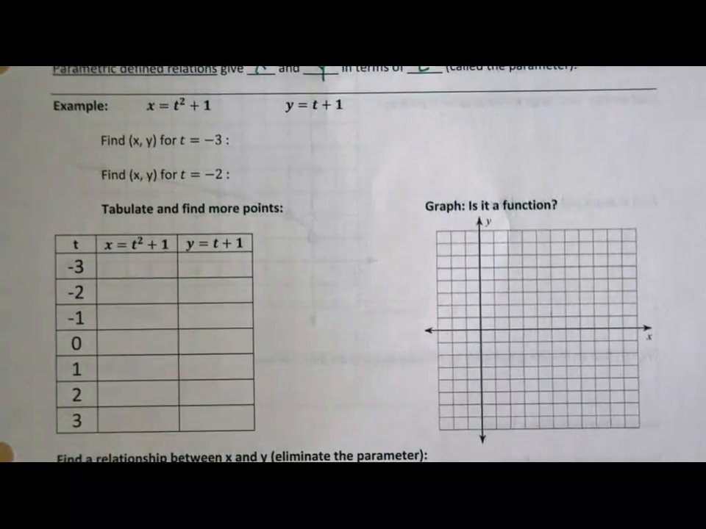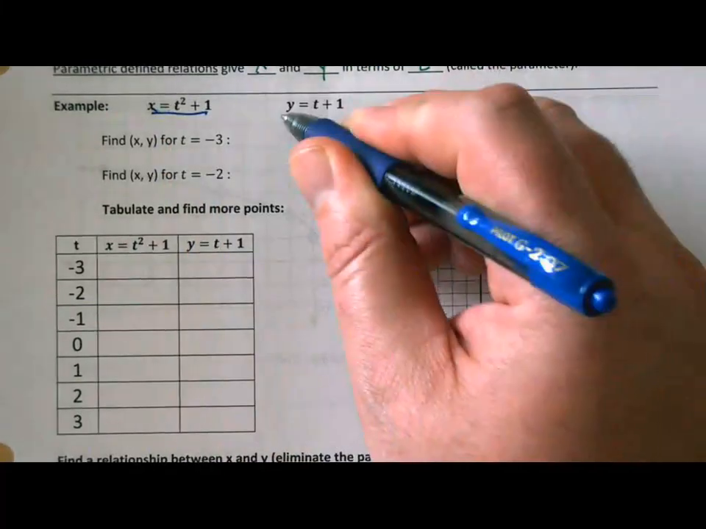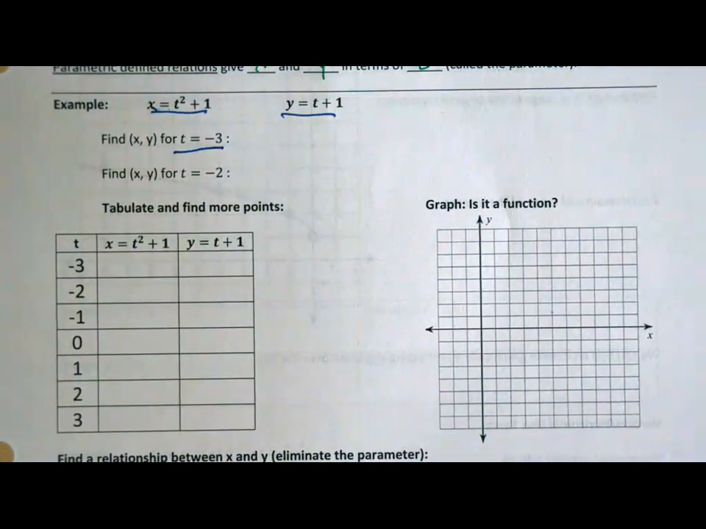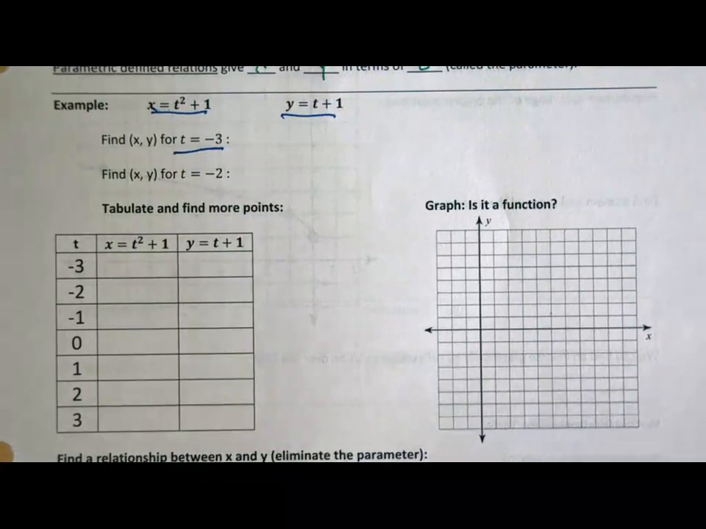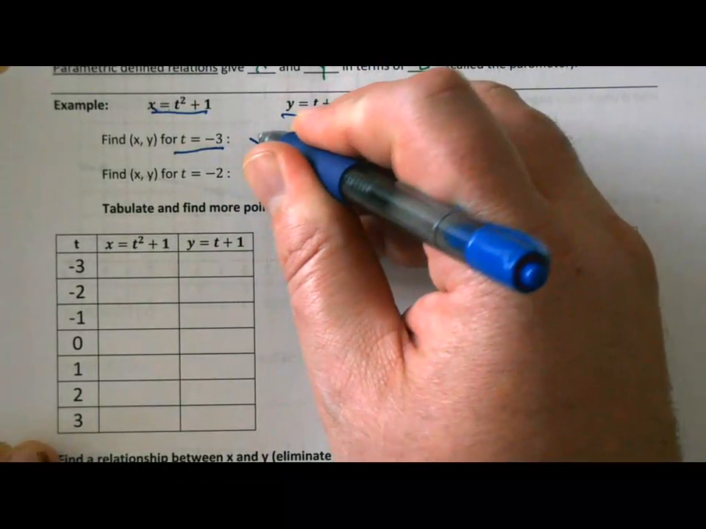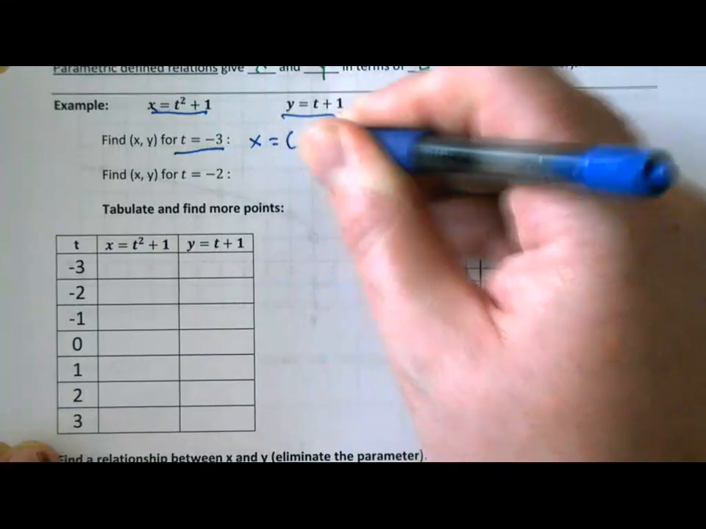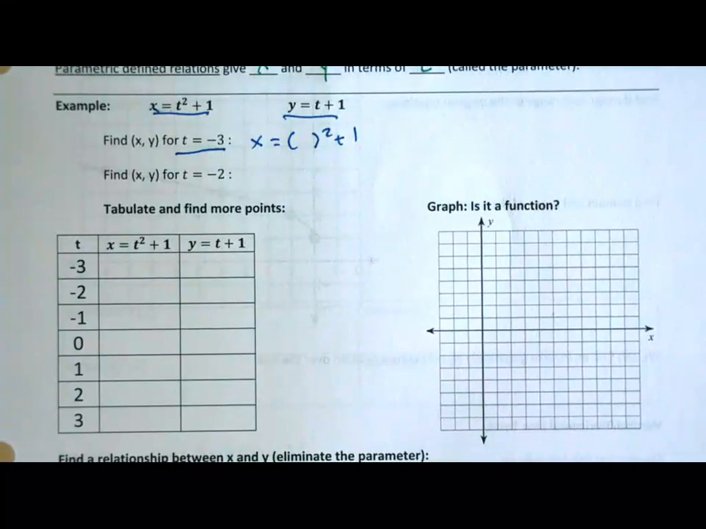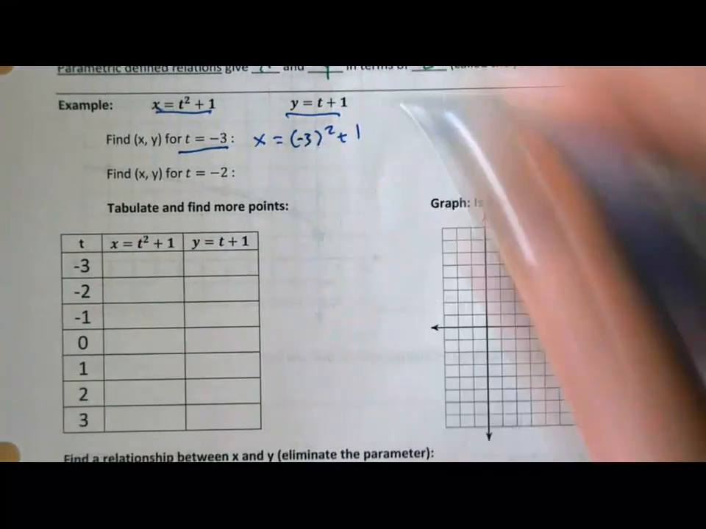So you're going to see some problems in your assignment where it's just like this. They give you these 2 equations, and they're going to say, for a value of t equals something, we're going to do -3, find me x and y coordinates. So very simple. All we have to do is take our x equation and plug -3 in place of t. So I'm rewriting my x equation, and I'm putting -3 where the t used to be.